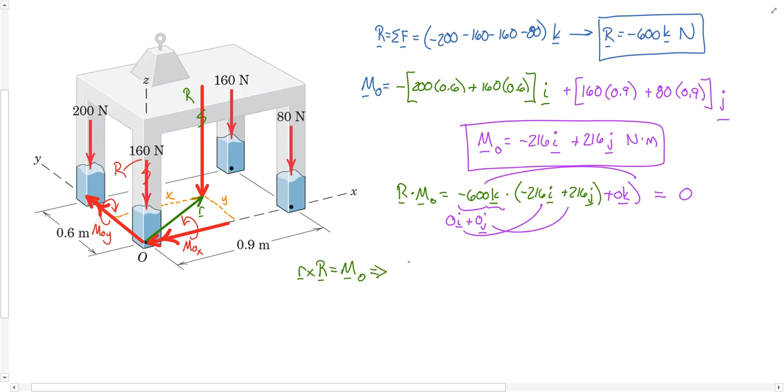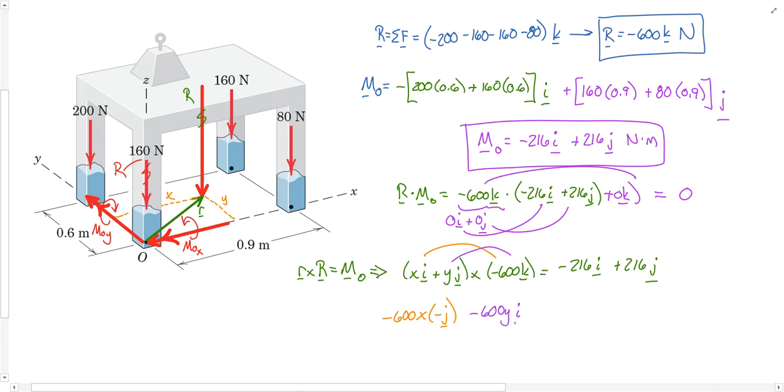So this would be some x in the i plus some y in the j crossed with R, which is a minus 600 in the k, is equal to the moment around O, which was minus 216i plus 216j. Okay, so i crossed into k is a negative j, so we have a minus 600 times x in the minus j. And then j crossed into k is a positive i, so this is a minus 600y in the i, and that's equal to a minus 216 in the i plus 216 in the j.